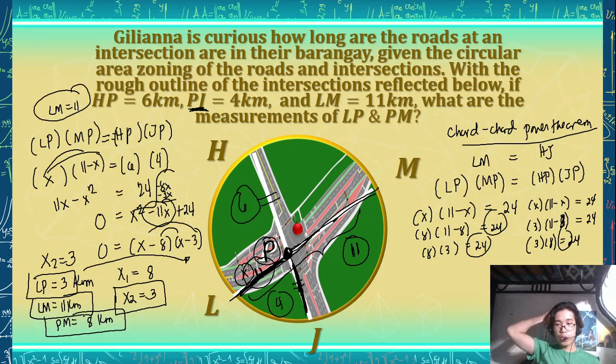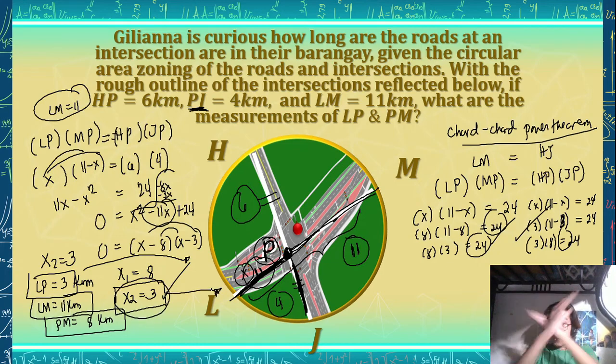So therefore, we're going to take the value of x sub 2, which is equal to 3. Both of them give valid solutions, but the best one, using this diagram to keep the segments proportional to each other, would be 3 kilometers. And that's how we solved this problem for the chord power theorem.